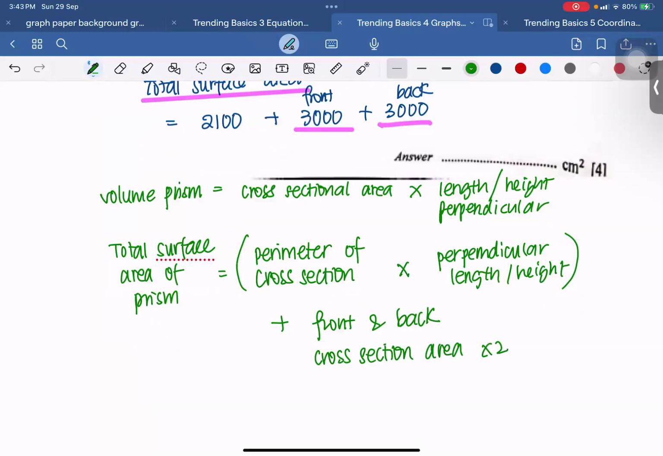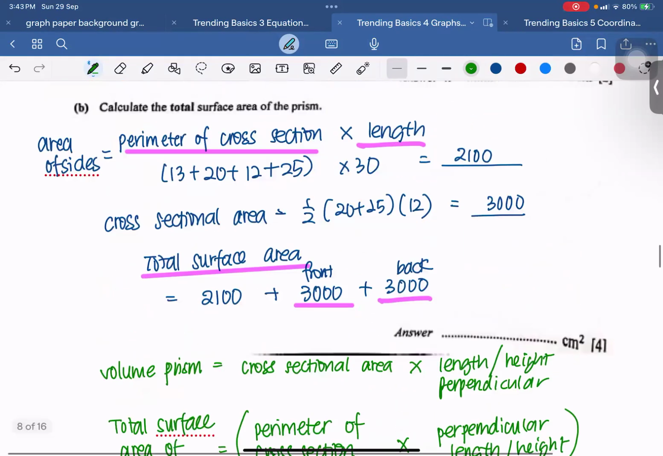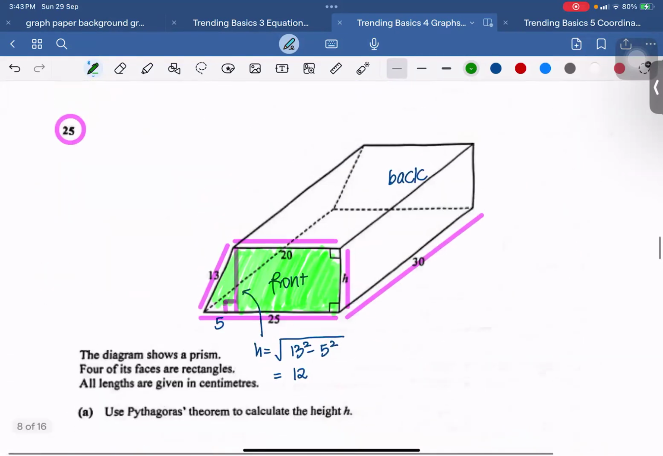Okay, I don't like to write in terms of the formula. We think logically. This one I can send it to you all later, so you all don't need to copy. Usually I like to think logically.